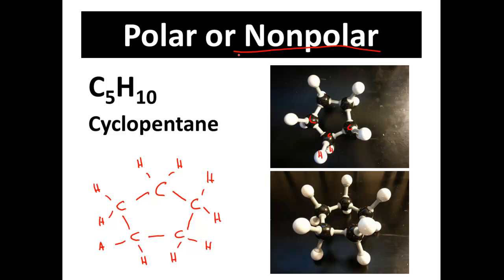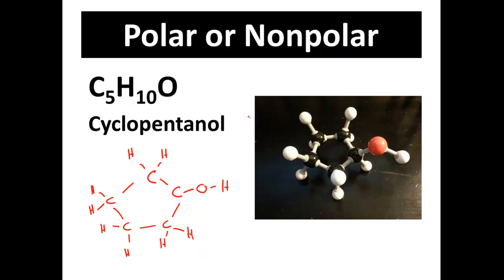But on the next slide, I'm going to make it polar. I added the alcohol group, the OH, to one of the carbons. And in doing so, I have altered the symmetry. Now this is asymmetrical, and this will cause polarity with my molecule. This cyclopentanol is a polar molecule.